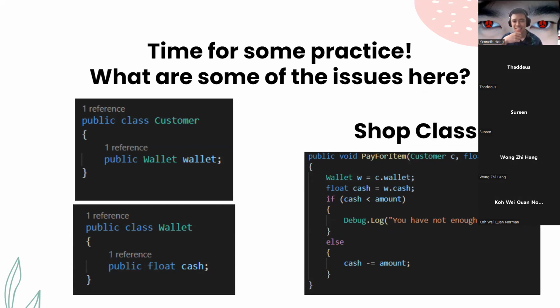A hint is that it violates the law of Demeter. This method has a bit of problems because it's getting some stuff from another class. If anyone has any idea, you can also type in the chat. There are no wrong answers. Everyone's learning here.